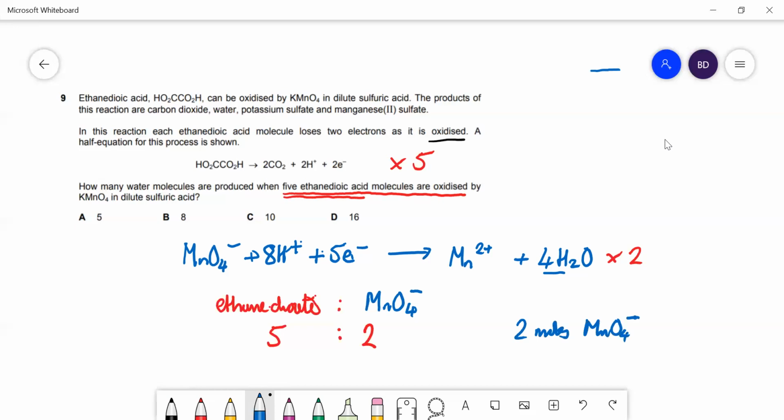It's asking us how many water molecules are produced. Well, we can see for every 1 manganate, we produce 4 water molecules, but we're doing 2 of them. So that means our answer is going to be 8 moles of water. So the answer there is B. And you need to know the half equation of manganate being reduced to Mn2 plus to be able to do that question. And you should know that half equation anyway, really.